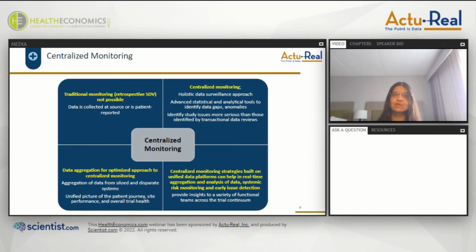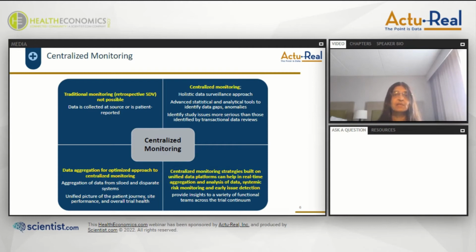Centralized monitoring has been talked about for a long time, several decades: centralized monitoring, centralized statistical monitoring. These concepts are pretty old, but they are being applied more and more now, and they are even more relevant in the context of decentralized trials. Centralized monitoring is, as against traditional monitoring where retrospective source data verification is done, a more holistic surveillance approach to data, trying to identify issues that are more serious than could be identified by just routine transactional data reviews.